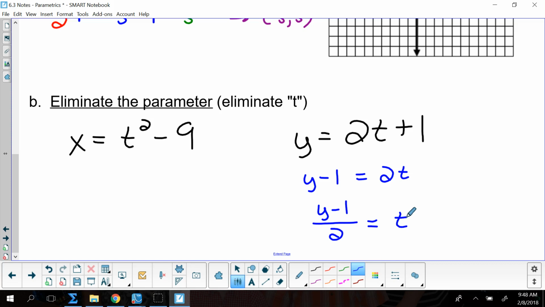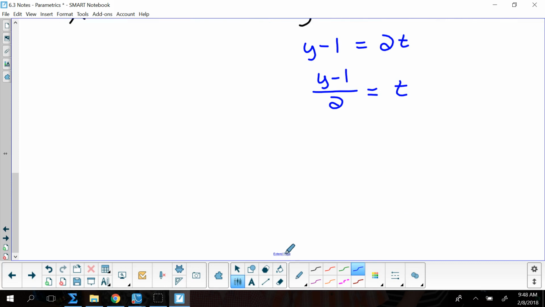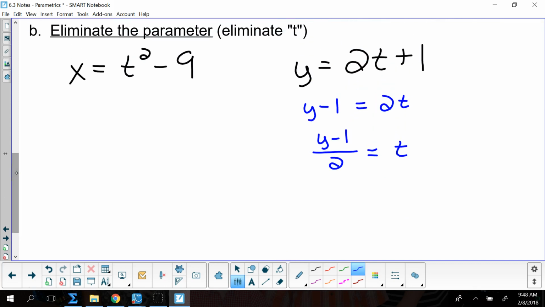Dividing by 2 is also what? Multiplying by a half. So I could write this one as 1/2 times the quantity y minus 1. Those mean the exact same thing. Might be a little easier to put that in than the fraction.